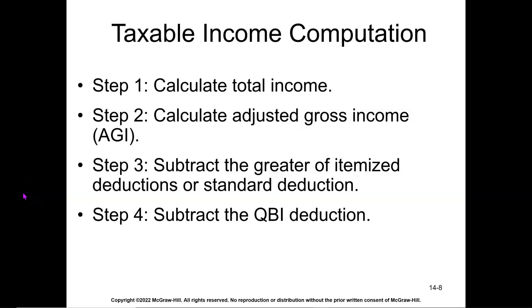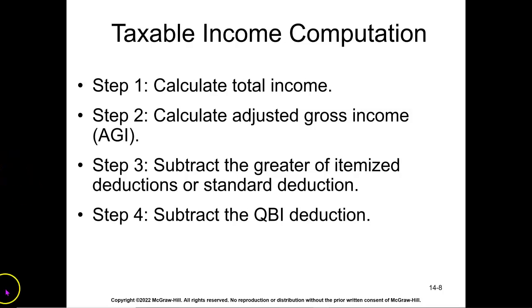We're going to start looking here at the 4 steps that they describe in calculating taxable income. So step 1 is to calculate what they term total income. Then we're going to calculate the adjusted gross income, or AGI. Third, we're going to subtract the greater of itemized deductions or the standard deduction. And then we may have an opportunity to subtract the qualified business income deduction.